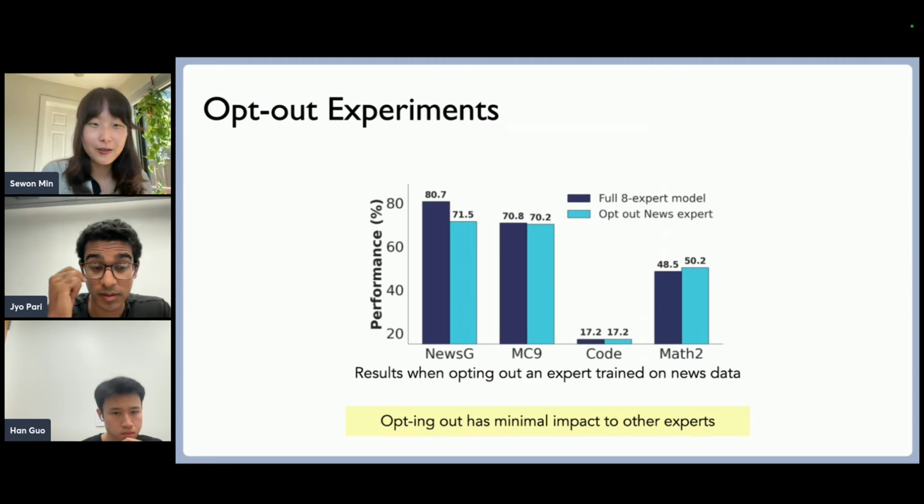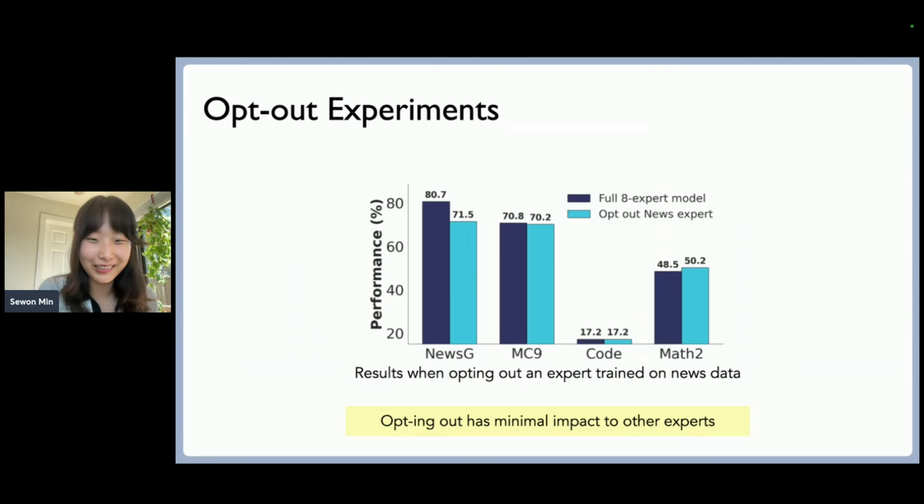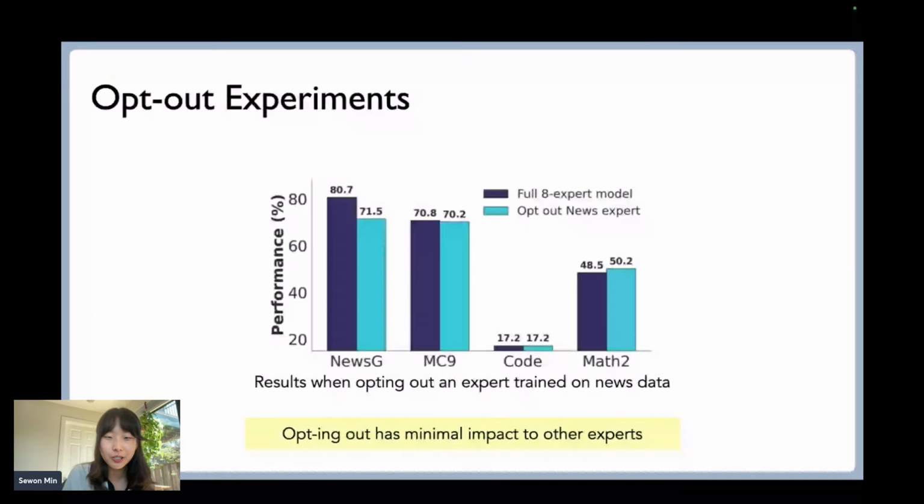So that was the result. I wanted to mention one more analysis really quick, which is the opt-out experiment. I mentioned earlier that you can opt out one expert to remove the impact of the opted-out data, while the remaining models remain unaffected. So we tried to see if that's actually the case. We have the 8-expert original FlexOlmo, and then we opted out the news expert, trained on news data, so that we now have 7 experts. Then we see how much impact there is on a few downstream tasks.